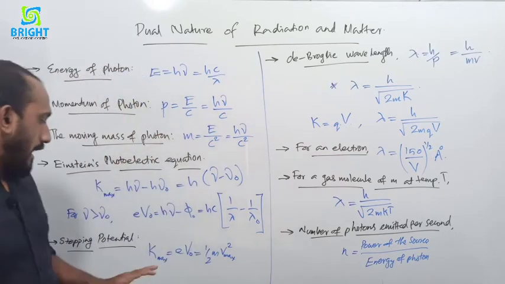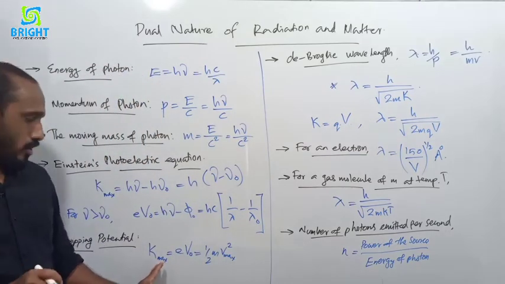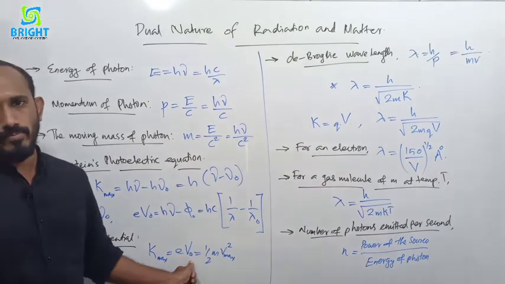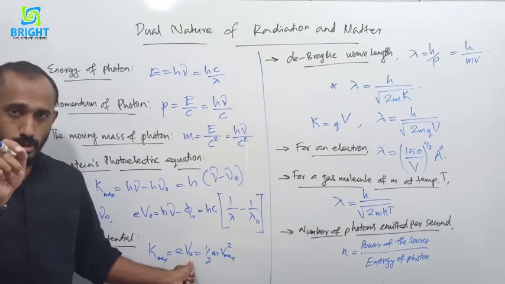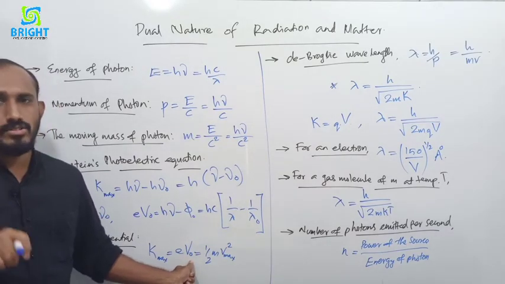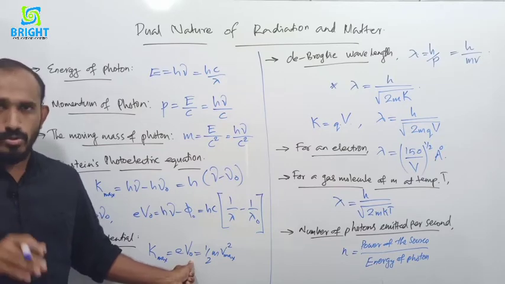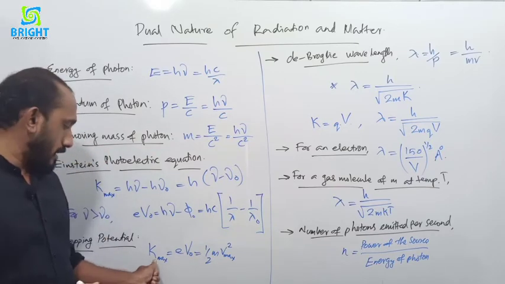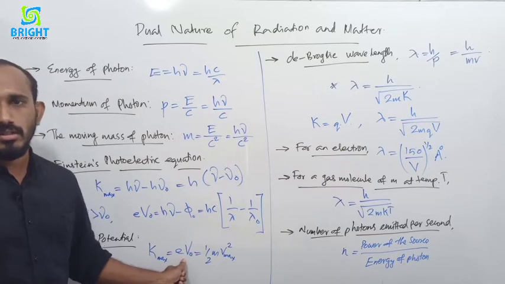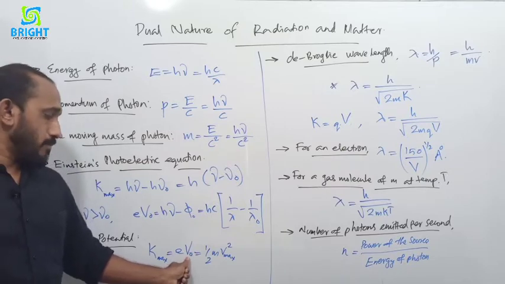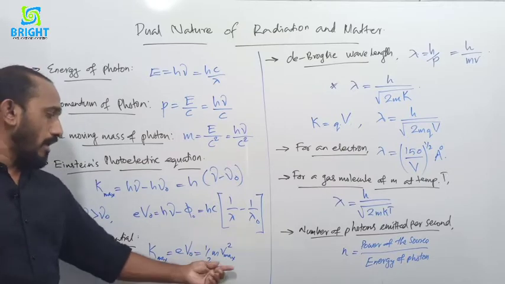From theory we can say that the maximum kinetic energy will be equal to e into V0. We are getting the concept of potential. You know potential is the work done in moving a charge, W by Q. That work is equal to kinetic energy. So we can say kinetic energy is equal to charge into potential. Charge of electron is e, and stopping potential V0. That will be equal to half m v max square.